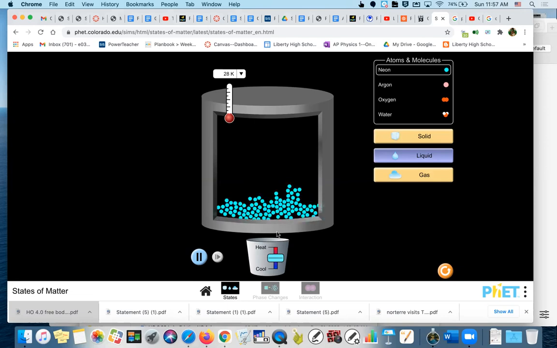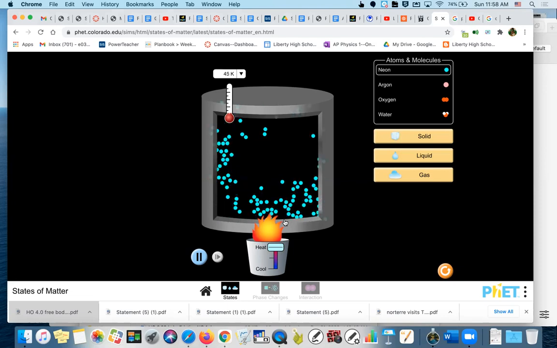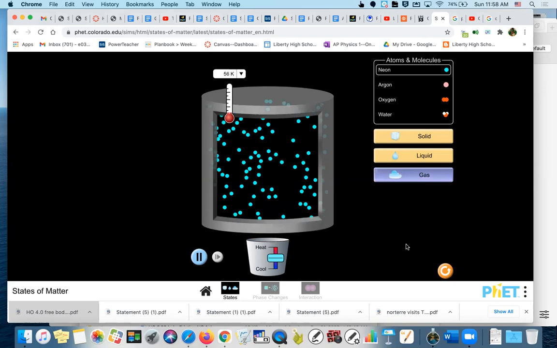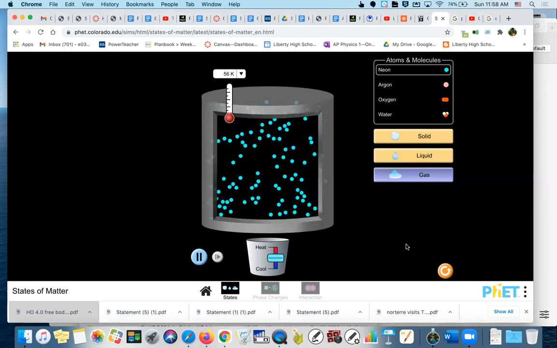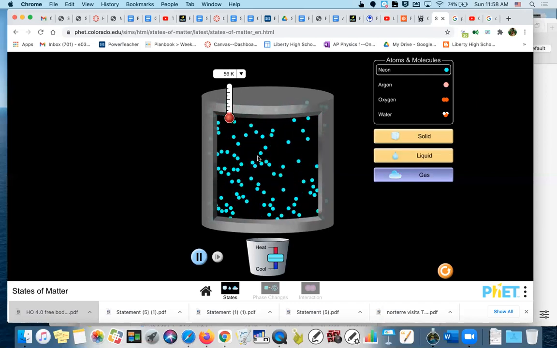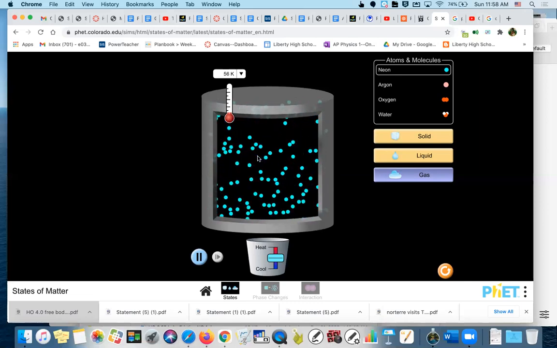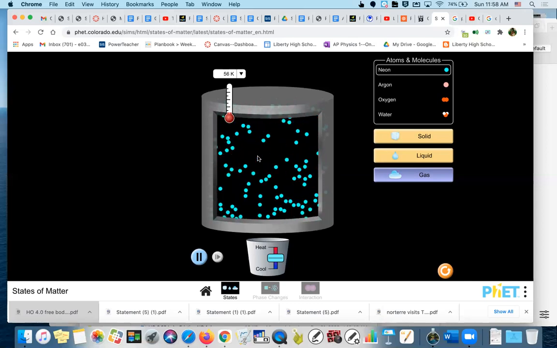If I were to keep heating this up and turn this into a gas, here's what you're going to notice. Let me click on gas. These particles act independent of one another. They just bump into each other. Yes, some of these, like these two here, are still attracted. But for the most part, gas particles really don't have attractive forces anymore. We will assume that there's no attraction between particles.